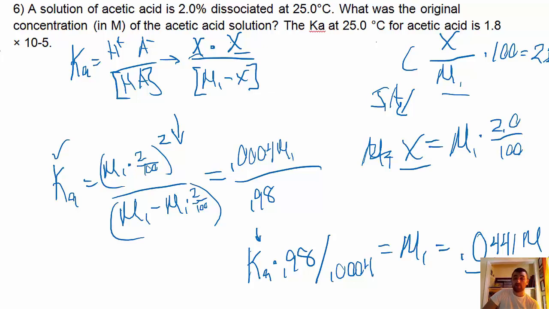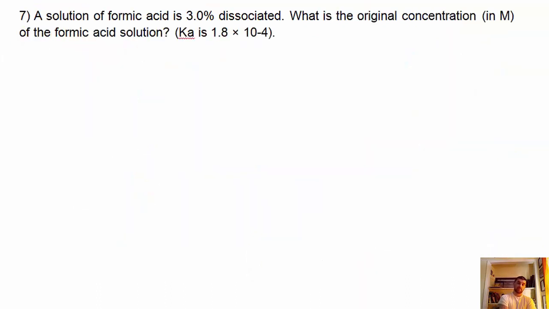So the hard part here was realizing you had to combine those two formulas to give you one formula with one unknown. That's the tough part. Alright, then we take a look at number 7. A solution of formic acid is 3% dissociated. What is the original concentration in molar of the formic acid solution? So this is just like the last one. So hopefully I can do a better job of explaining this one.